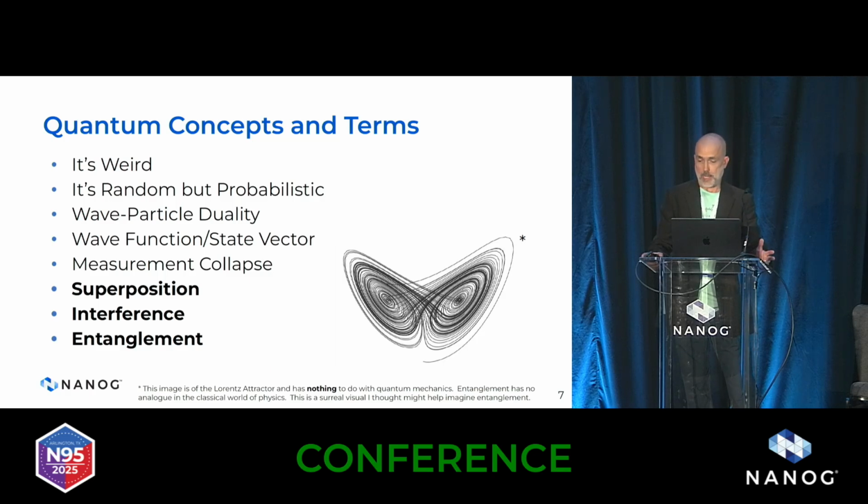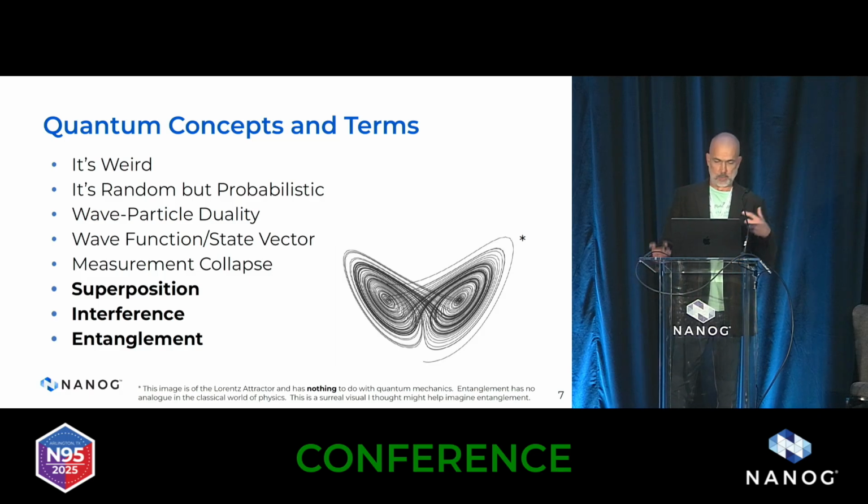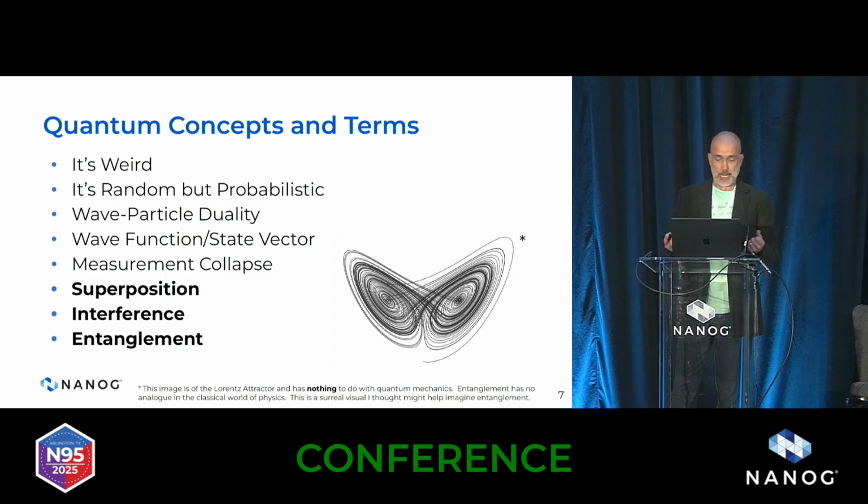Wave-particle duality: quantum mechanics governs the very small, where particles can also be described as waves. The wave function and the state vectors describe the quantum systems mathematically, and I promise I've done my best to do no math in this presentation, or as little math as possible. Measurement collapse is when the act of measuring a quantum system causes it to lose all of its quantumness, and the system becomes a single state. Superposition is where a particle can be in multiple places or states at the same time. Interference of waves is how we'll get answers out of the quantum computers. And entanglement is what gives the quantum computer its massive parallel power.